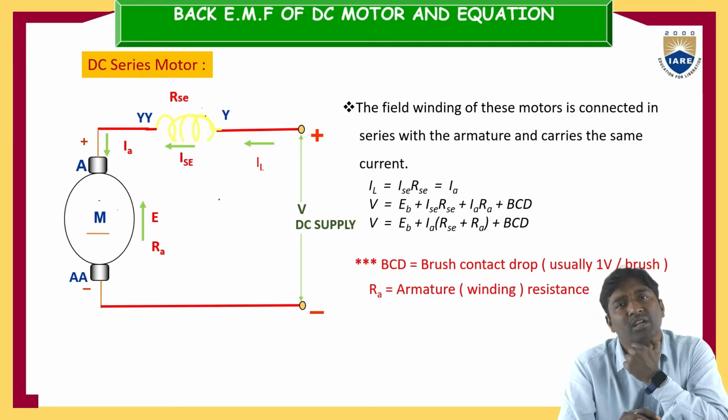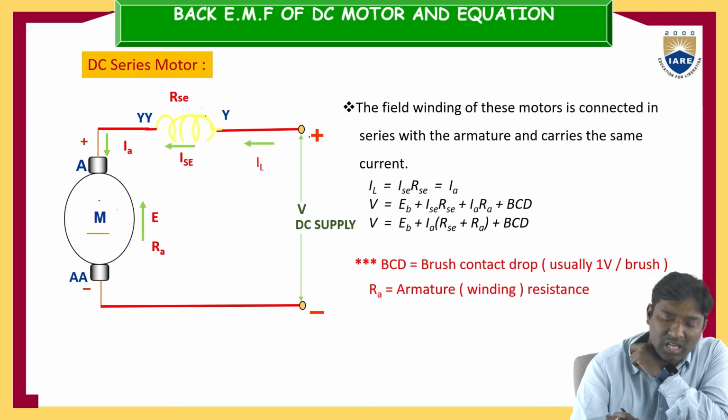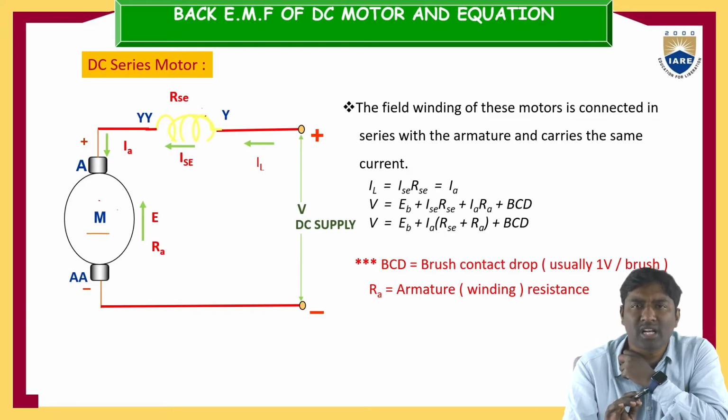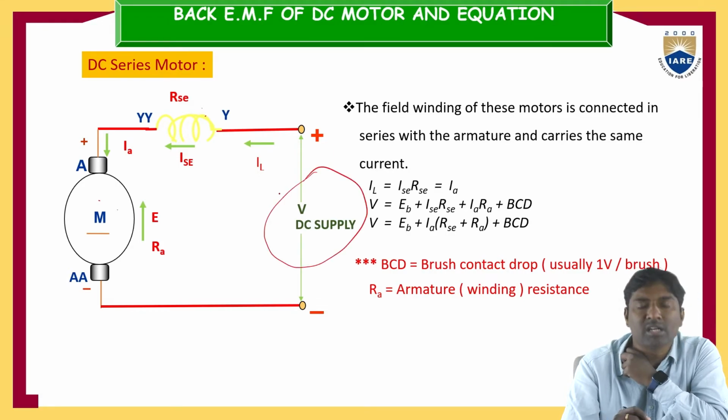But in this case, Fleming's left hand rule according to Lenz's law. So now, in the case of the DC motor, what is the function of the DC motor? It converts electrical energy to mechanical energy. Means we are giving the electrical energy, the supply, to the motor. So that's why I am giving the DC supply here at this terminal.